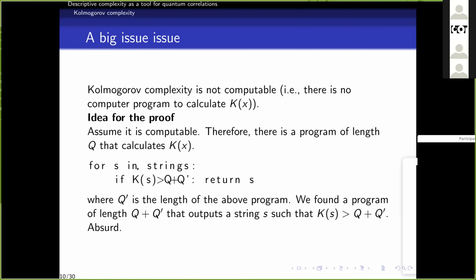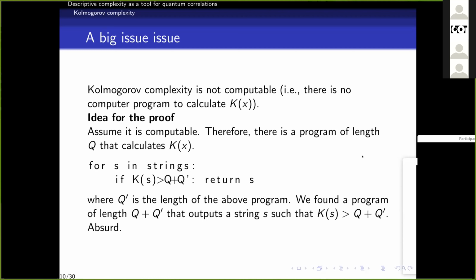Let's assume it is computable. So there is a program of length Q that calculates the complexity of a string X. Then we can write the following program that says for S in the set of strings, if the complexity of S is larger than Q, the length of the program that calculates the Kolmogorov complexity, plus Q prime, which is the length of this program I wrote here, return S. So what we have here is a program of length Q plus Q prime, which outputs a string S, which has a complexity larger than Q plus Q prime.